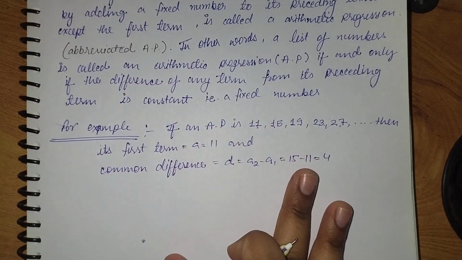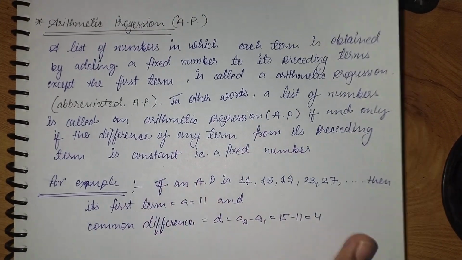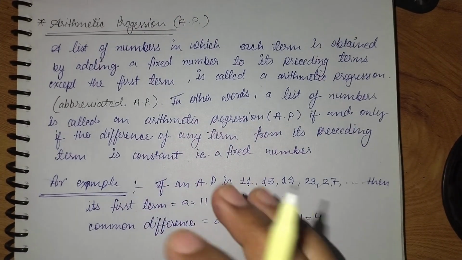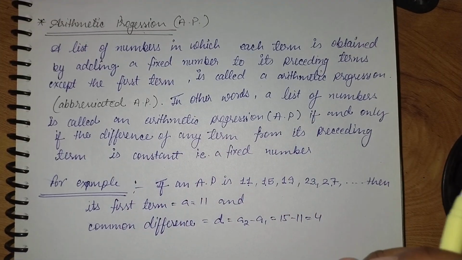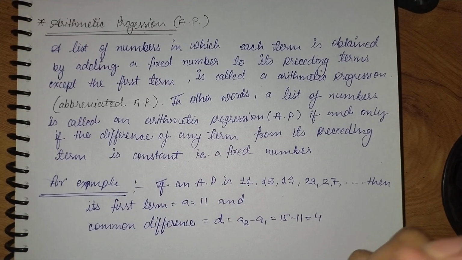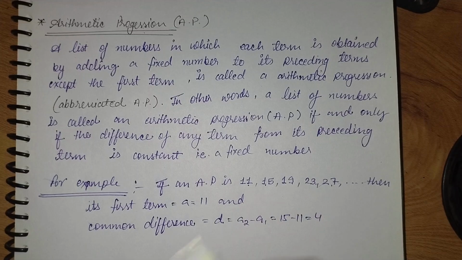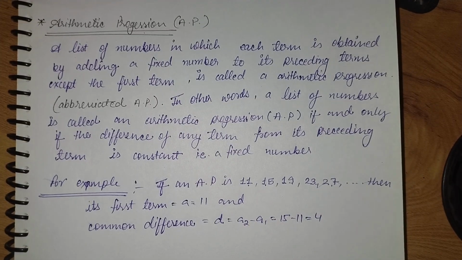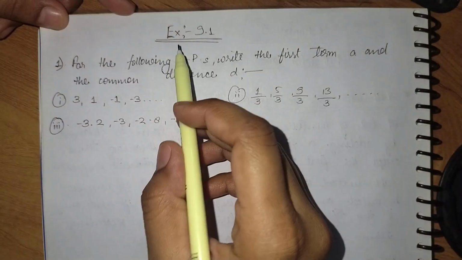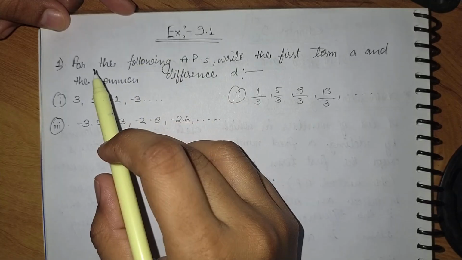Now we will solve Exercise 9.1 after knowing arithmetic progression. It means a list of numbers in which each term is obtained by adding a fixed number to a given number or the first term. This is the meaning of arithmetic progression. Now let us solve Exercise 9.1, Question number 1.